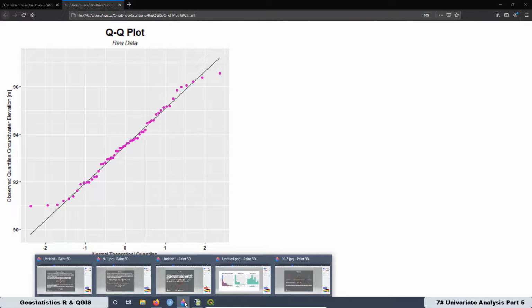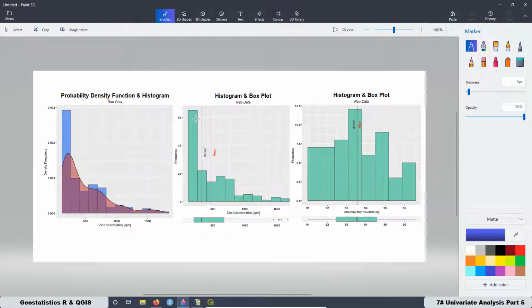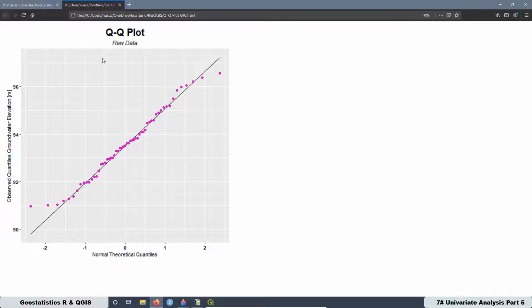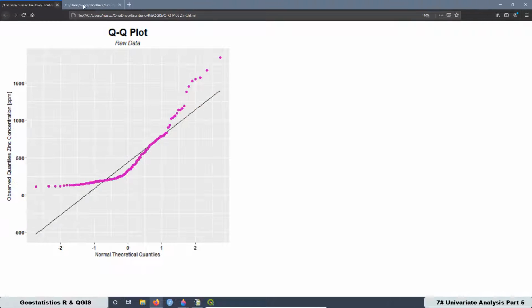And if we check the histograms, this one is not normally distributed, and it is related to the zinc concentration. As you can see over here, zinc concentration. And this one is normally distributed, and that one is for the groundwater elevation, and that's the difference that we can see between the QQ plots.